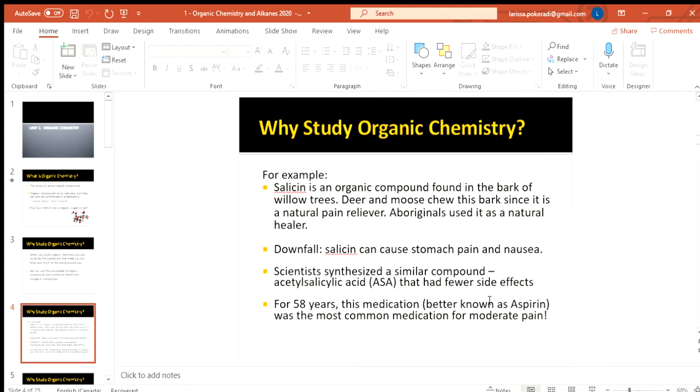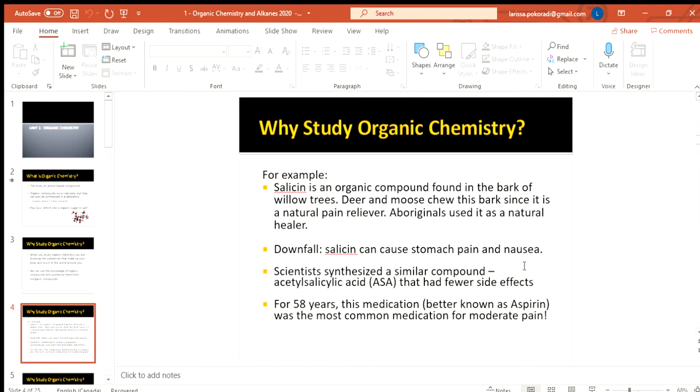We can look at some examples of how we can also synthesize organic compounds to improve upon what actually occurs in nature. One example is salicin. Salicin is naturally occurring in willow bark, and deer and moose did and still do use it as their own pain reliever. Natives also used it as a pain reliever. The thing is that there are side effects to using salicin, and some people, even with mainstream drugs, have the same side effect: stomach pain and nausea.